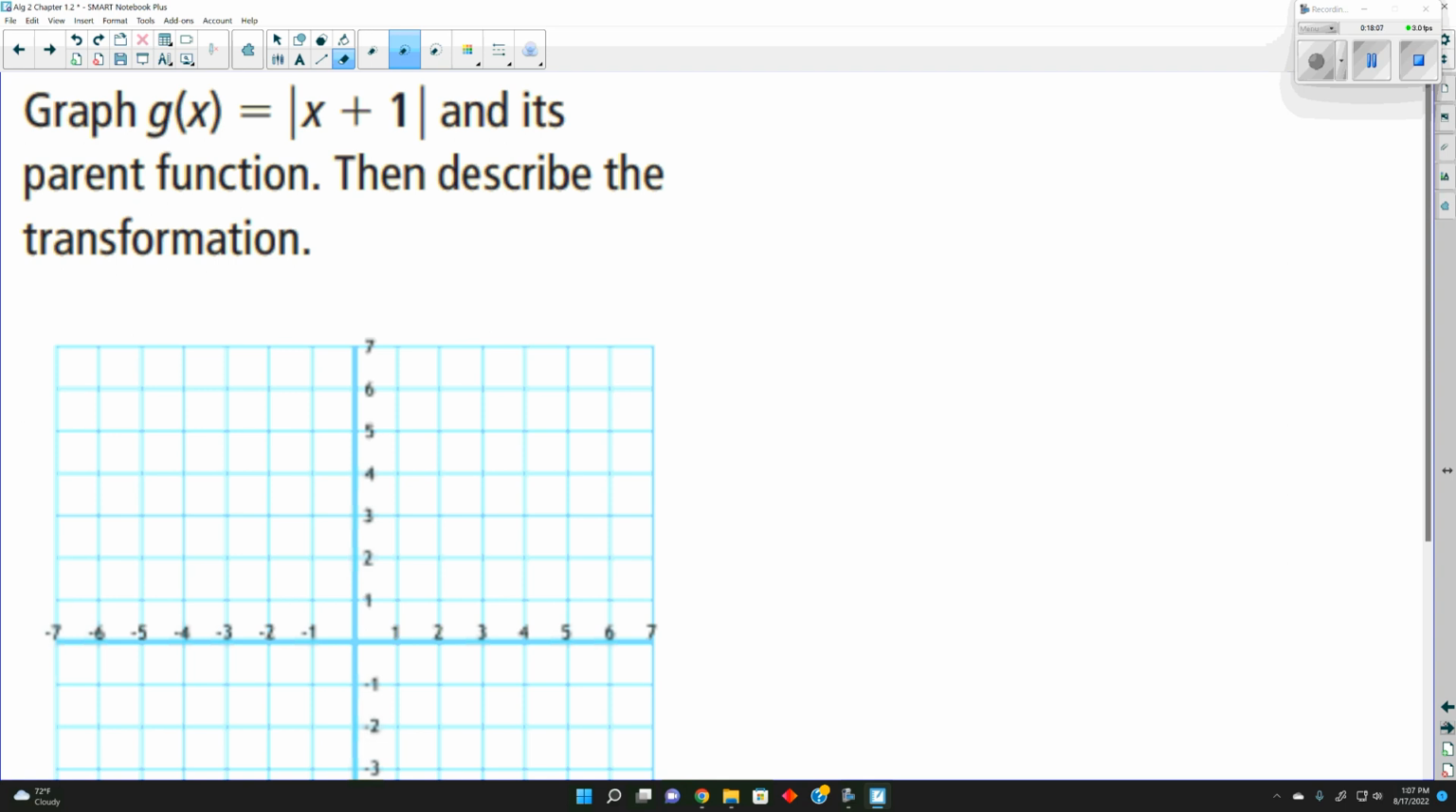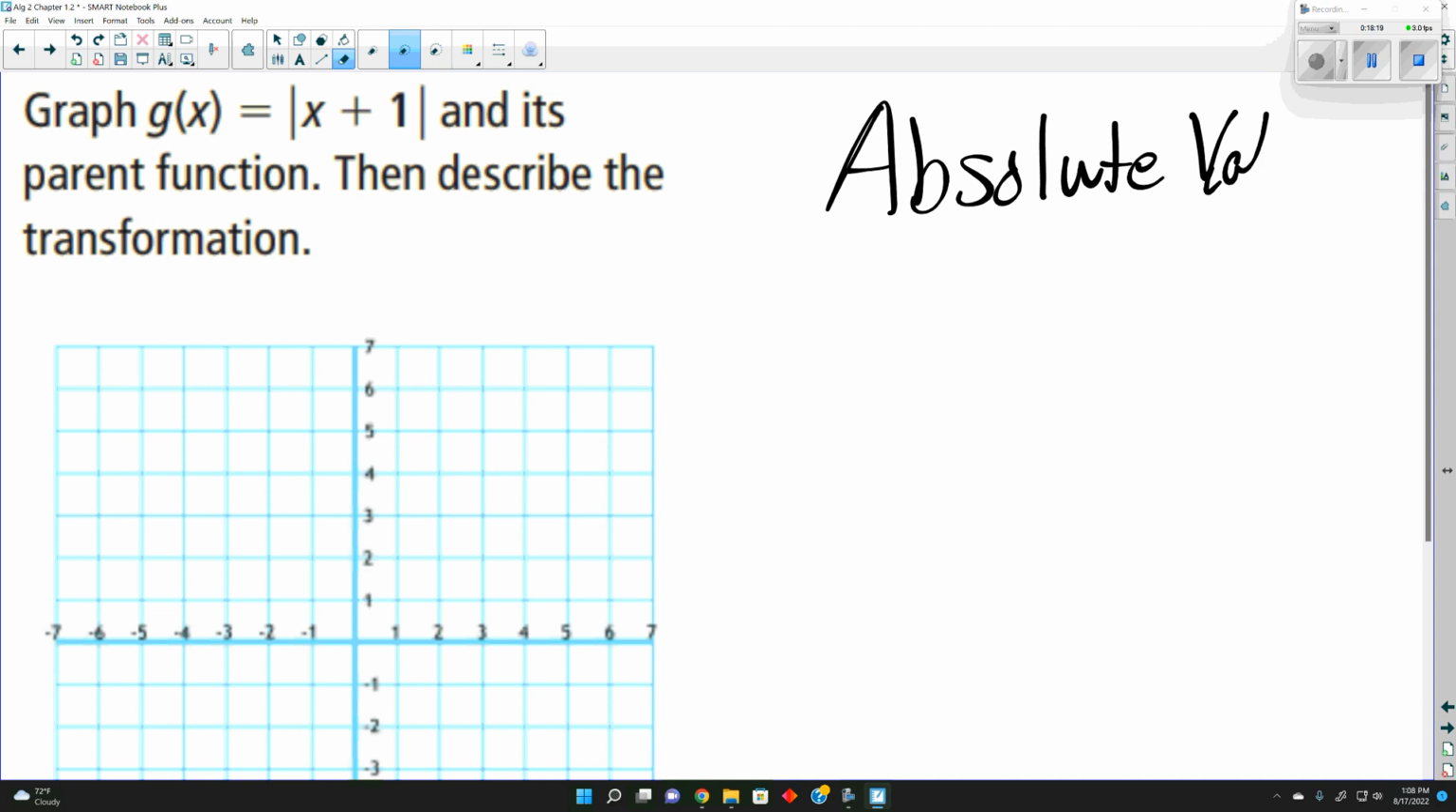Let's look at the next one here. What is its parent function? It's an absolute value function. Now, we need to see where it moved, because the normal absolute value function just has the absolute value of x. But this one, we have +1 inside the absolute value bars, yes? Because inside absolute value bars, like parentheses, it's moving left or right. And how far is it moving left or right? So it's moving one spot to the left or to the right.